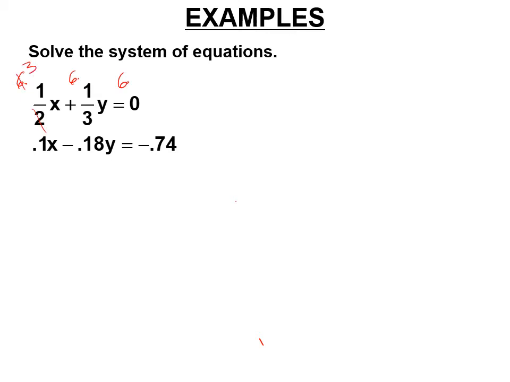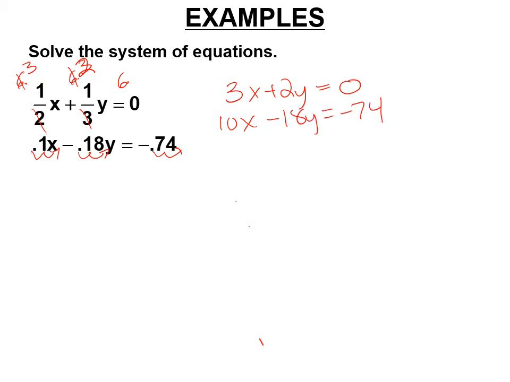Because that cancels that 2, that cancels that 3, oops, this is a 2 there. And so you get 3x plus 2y, 6 times 0 is 0. Right? To clear there, we have to move the decimal twice, and so we have to move the decimal twice everywhere. So it's 10x minus 18y equals negative 74.